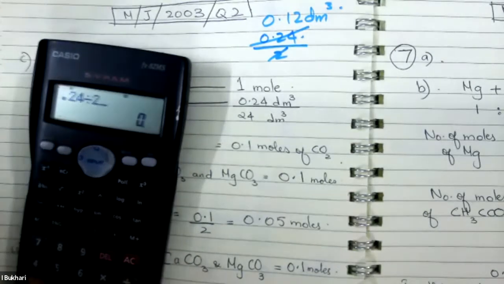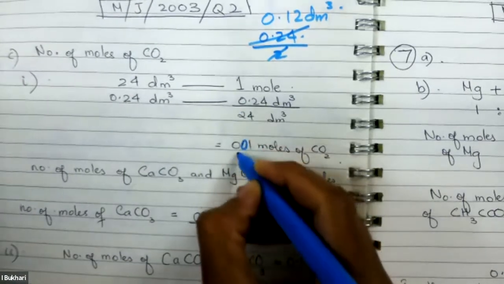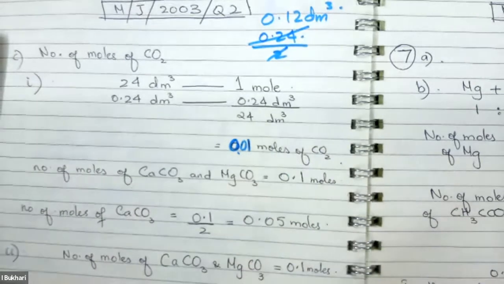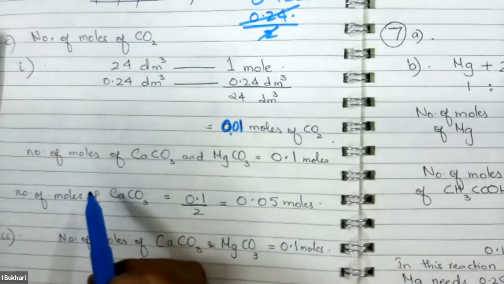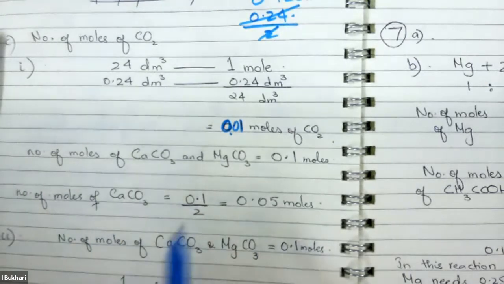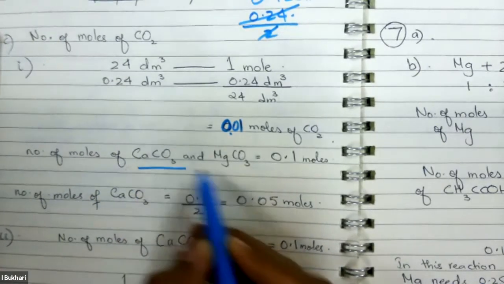0.24 divided by 24 is 0.01 moles of carbon dioxide. Now, number of moles of calcium carbonate and magnesium carbonate.